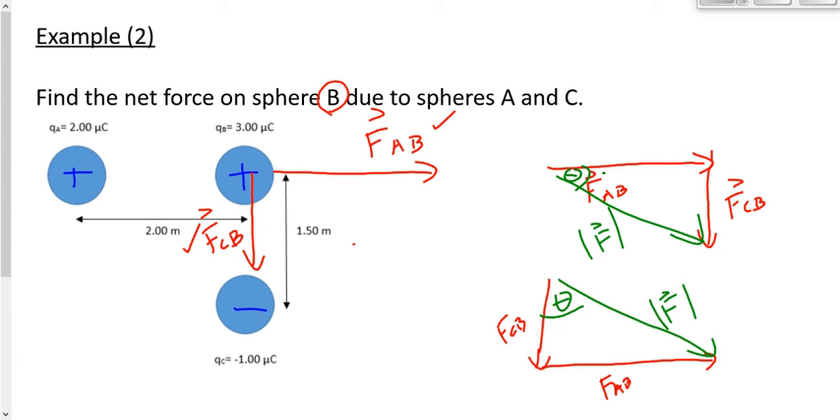You guys okay with that? We don't need to go through the math on that, do we? Are we okay? All right.